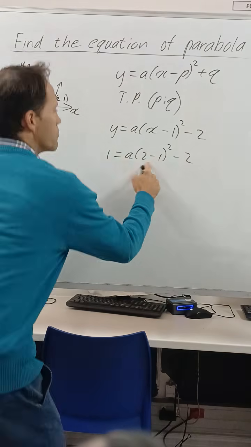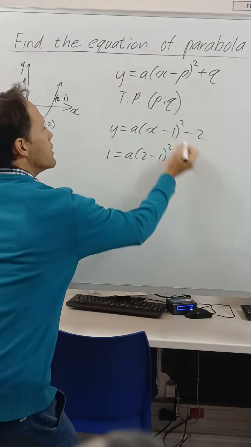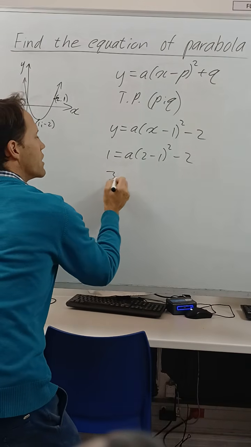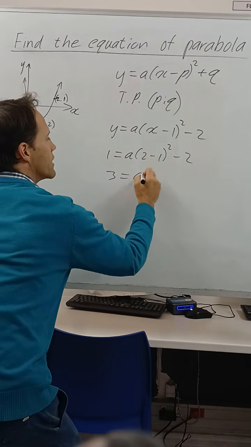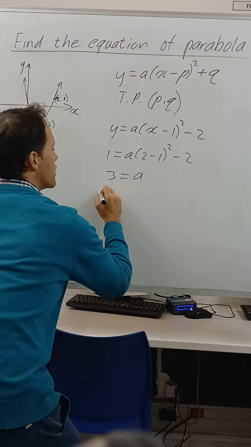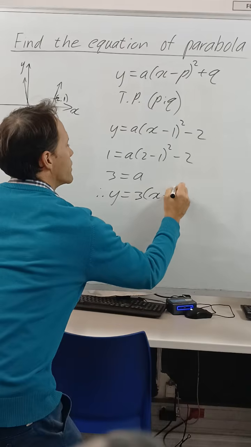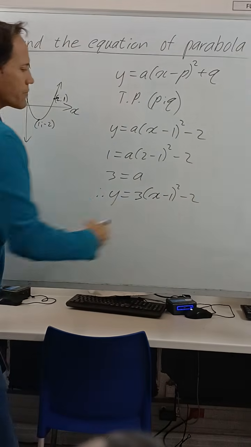So now we're going to say 2 minus 1 is 1. 1 squared is 1. Take the -2 over. So it's going to be 1 plus 2, which is 3. a times 1 is a. So therefore a is 3. Therefore the equation is y = 3(x - 1)² - 2.